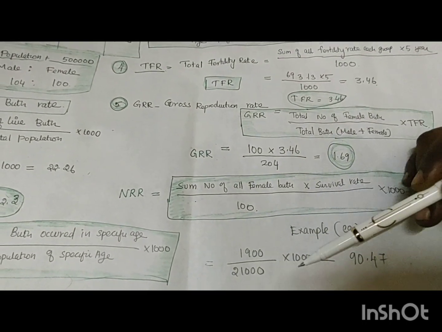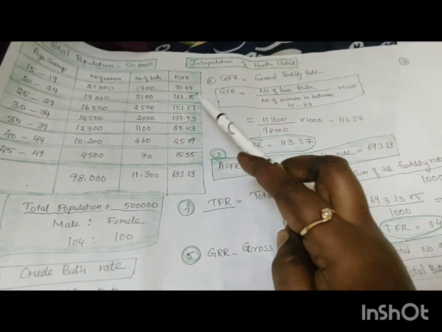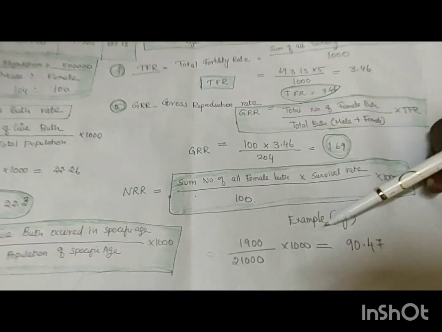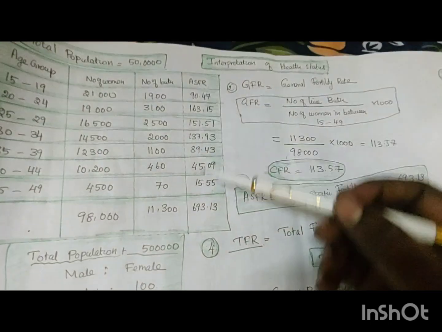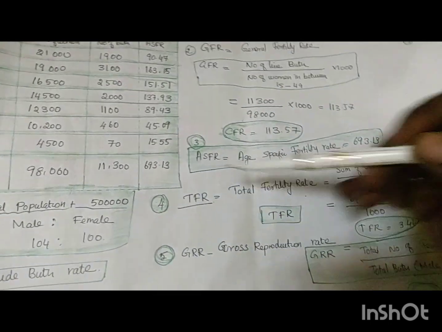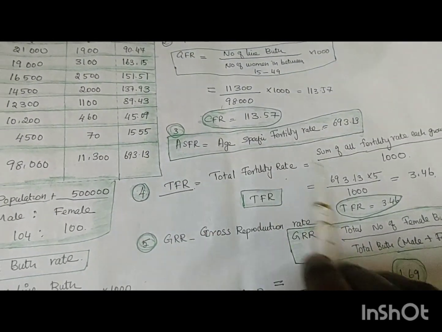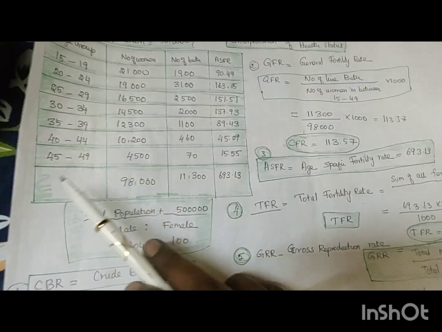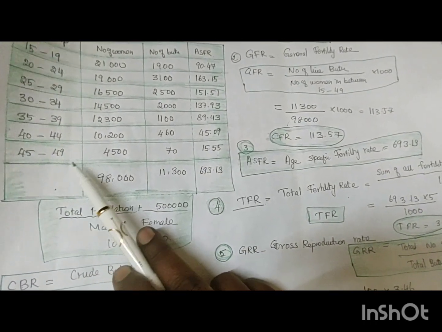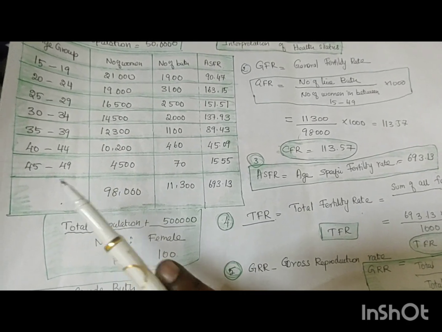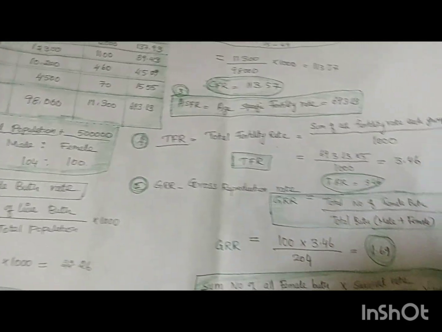One I have calculated and shown you here. 1900 divided by the number of women, into 1000, we have put it here. Like this you have to calculate the ASFR. Why do we need ASFR? Because for the total fertility rate you need the total ASFR. The total ASFR is 693.1, and into 5. Why ASFR into 5 by 1000? Because there is a 5-year gap between the age groups, the maternal age group of the mother, from 15 to 49, the reproductive age group of the mother.